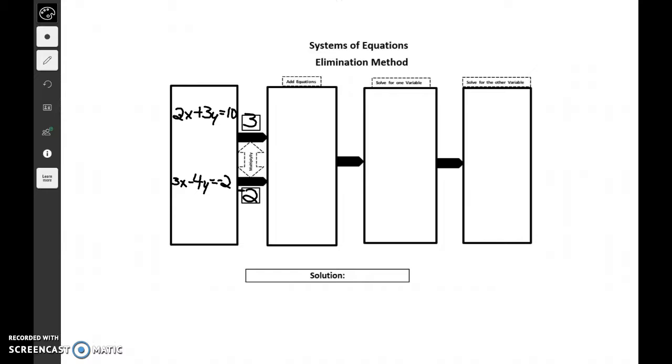Once we have that information, the first thing it says to do is to multiply by those numbers. So we're going to multiply each of these by that number. First off, what's 3 times 2? We get 6x. Then 3 times 3y, which is 9y. And lastly, 3 times 10, which is equal to 30.